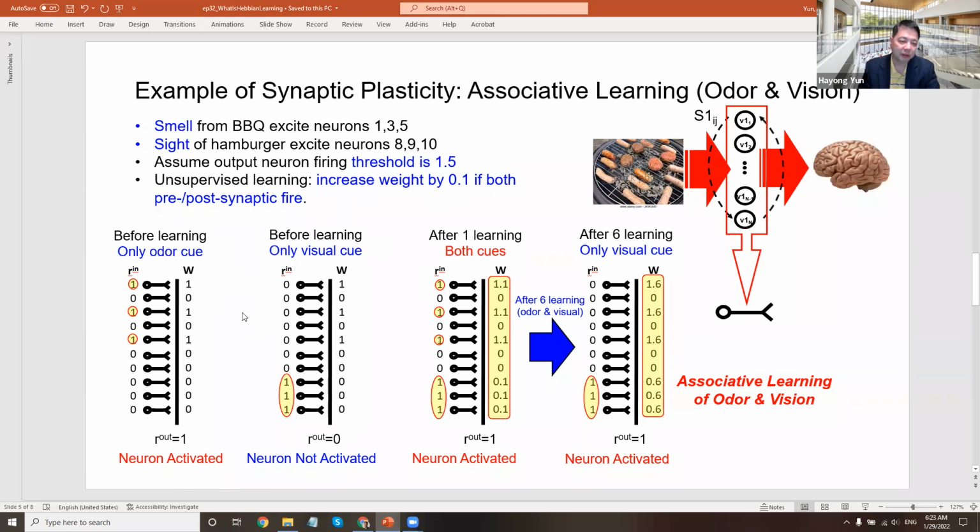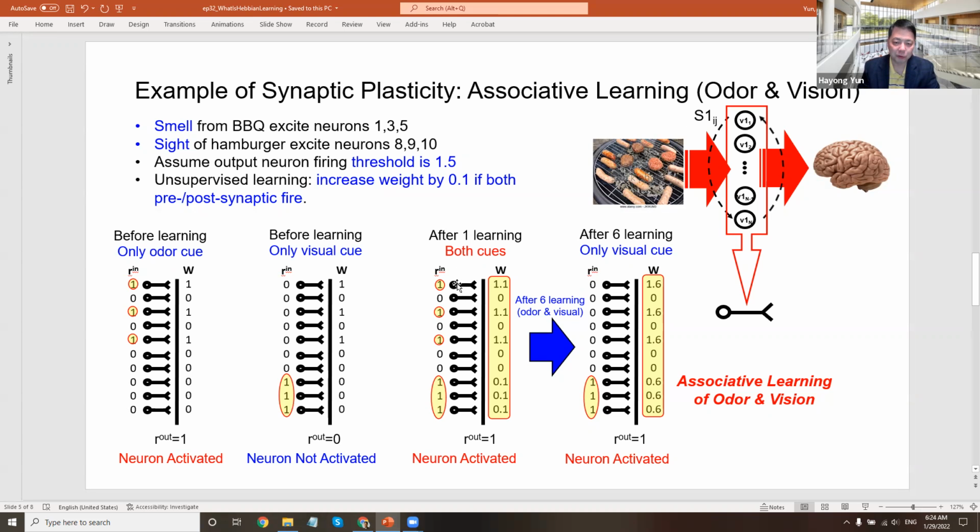Let's see. First, let's say only the smell cue comes in, 1, 3, 5, and these already have a weight of 1. So it adds up to 3, which is over 1.5. The neuron will fire. However, if you just see the barbecue site without smell, then 8, 9, 10 get activated and there are no weights, so it's 0, so it's not activated. Okay?